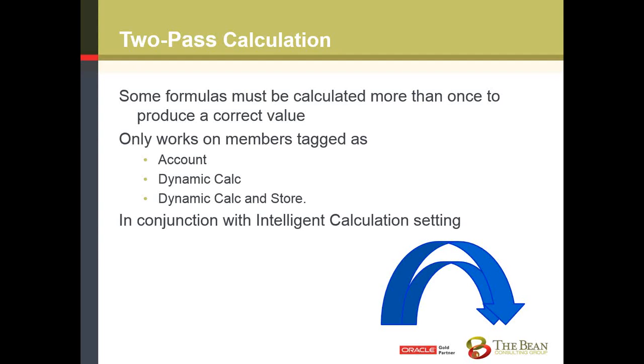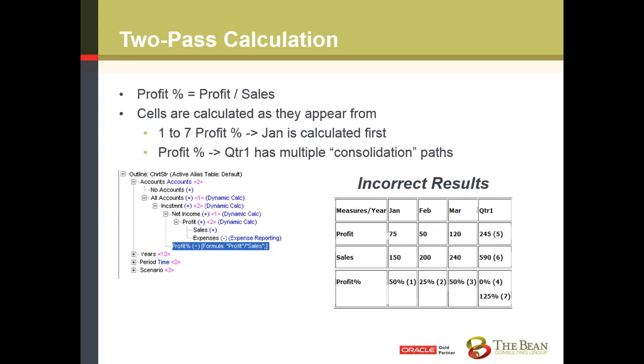A couple of other things to bear in mind: you can only use two-pass on the count dimension, and the members should be dynamic calc or dynamic calc and store. So just as an example here, profit percentage is profit divided by sales. And if you do not use the two-pass calc, the order of operation occurs, right?